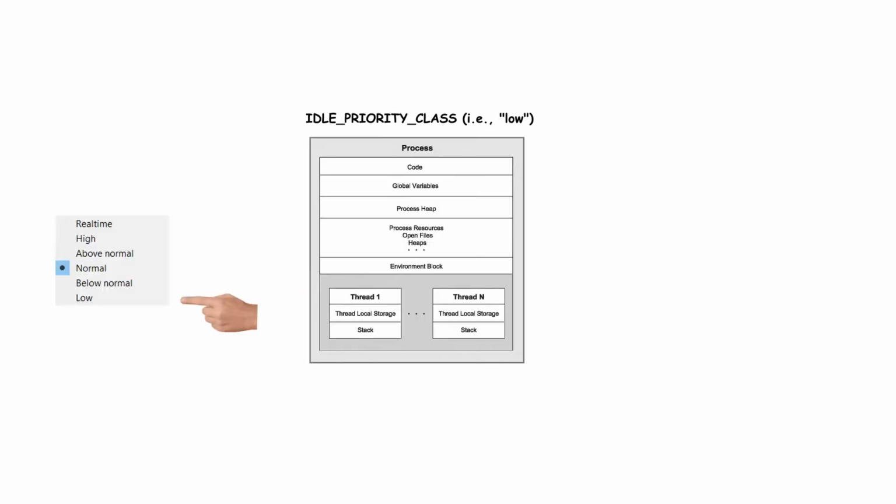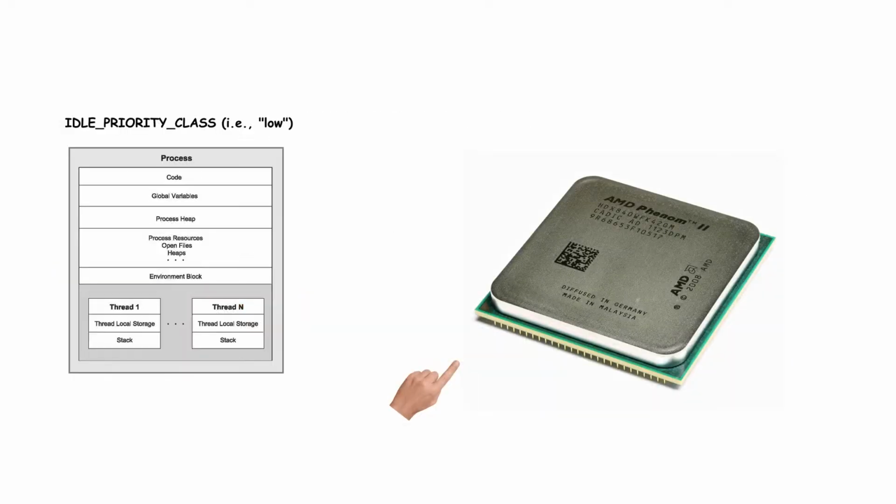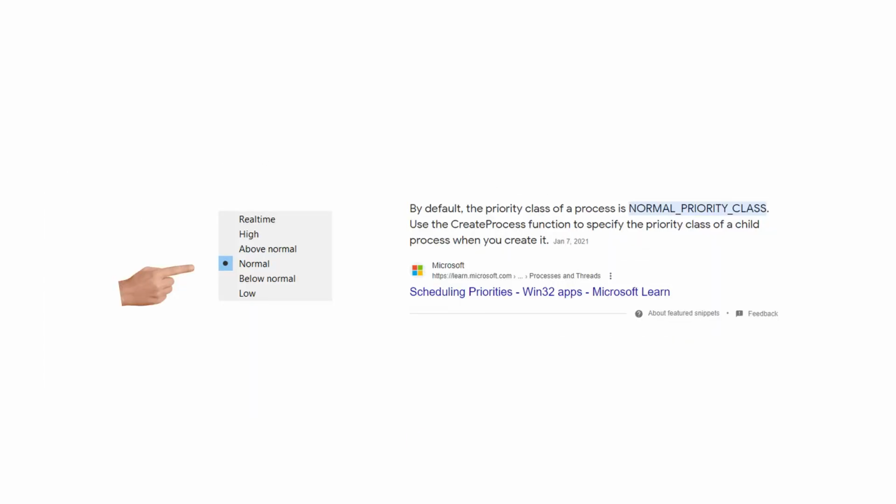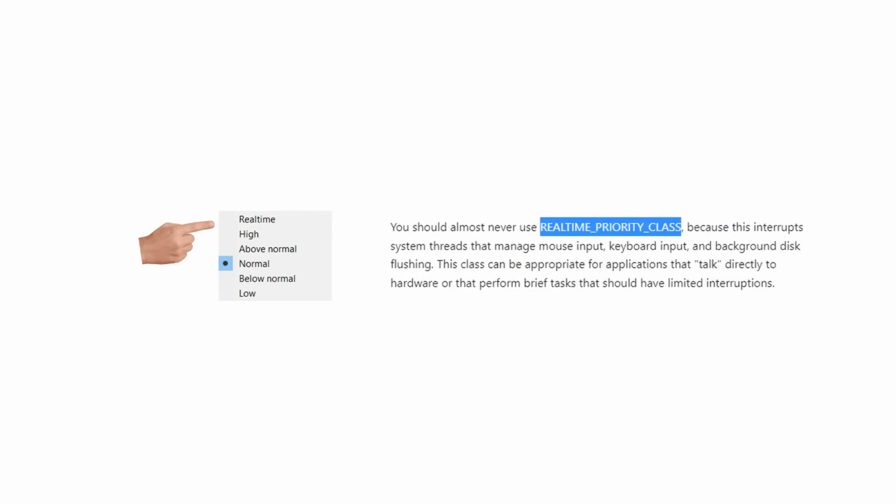If a process has been assigned a low priority, it'll only be given this precious CPU time when there are no other higher priority processes running. Normal is the default process priority that most applications get, and they're given a fair share of CPU time. Real-time is the highest priority level that a process can be assigned to in Windows. They're given exclusive access to the CPU, okay?